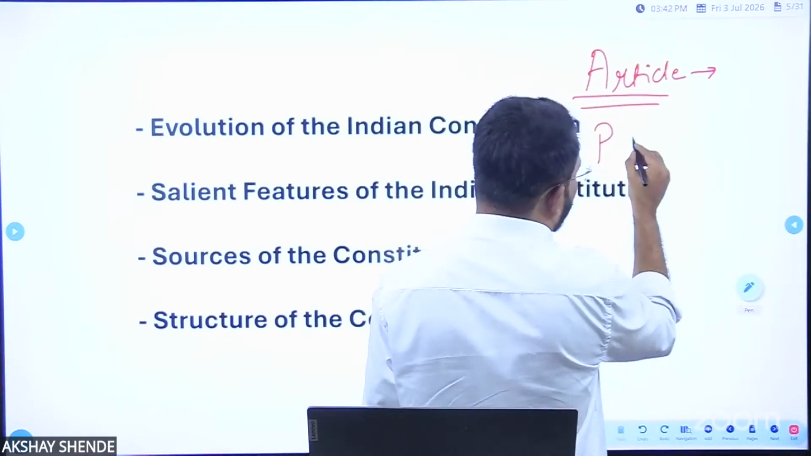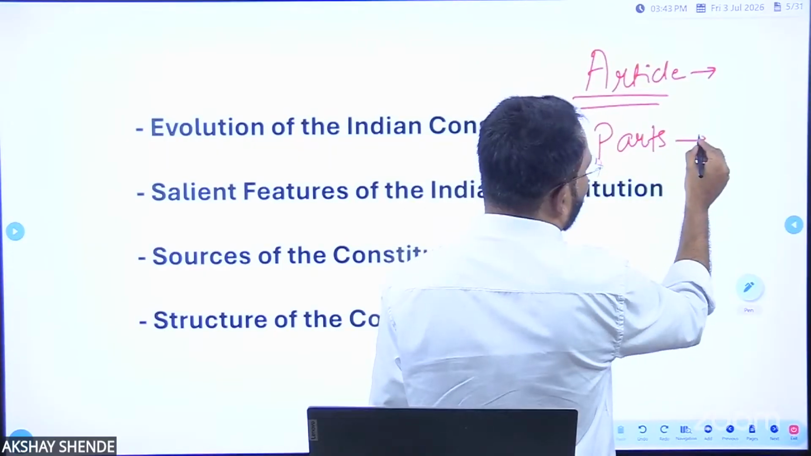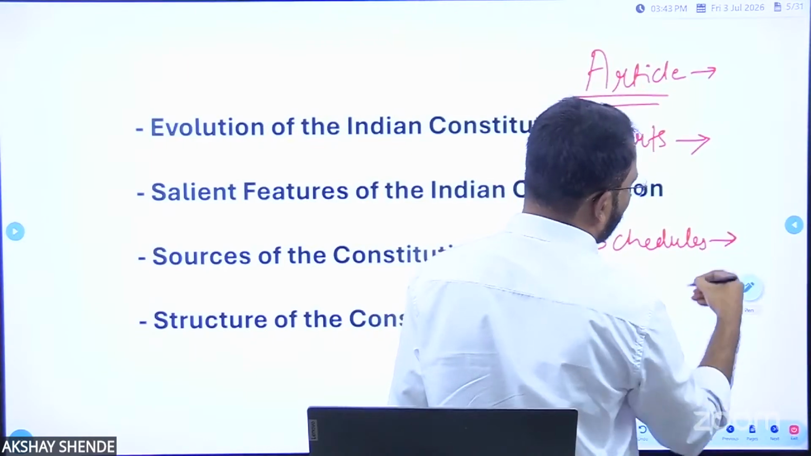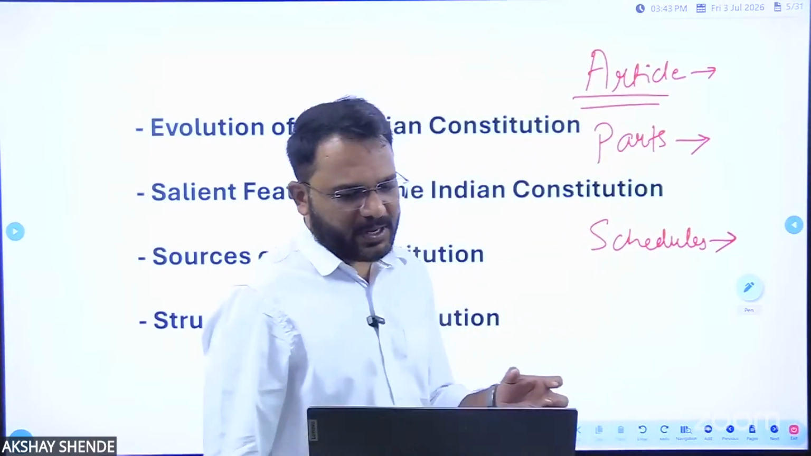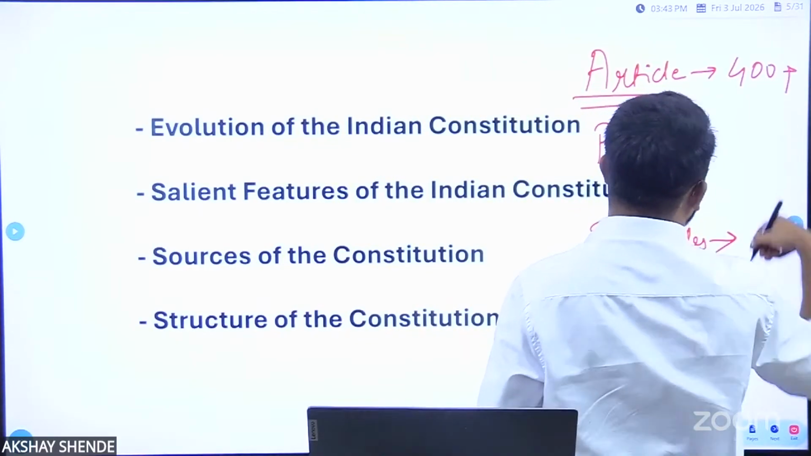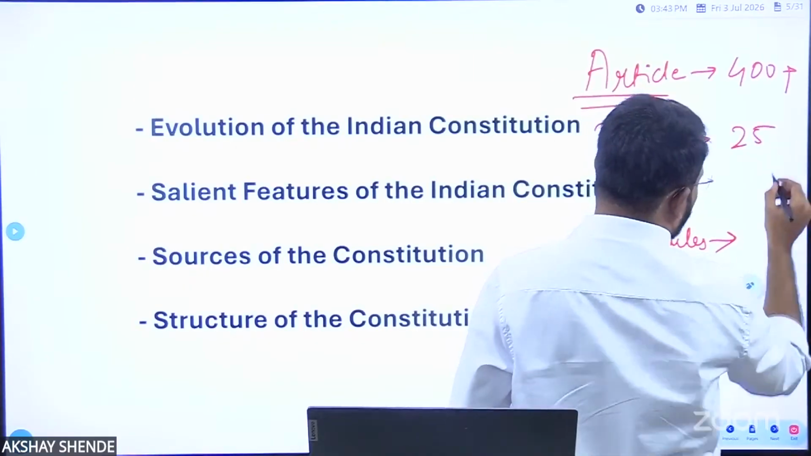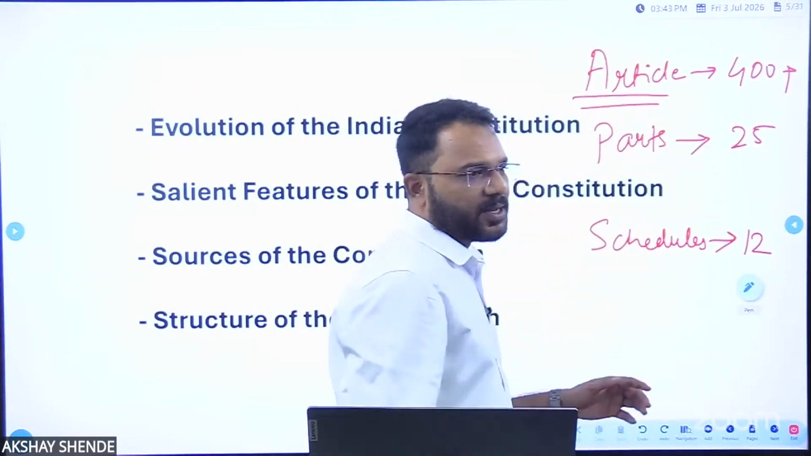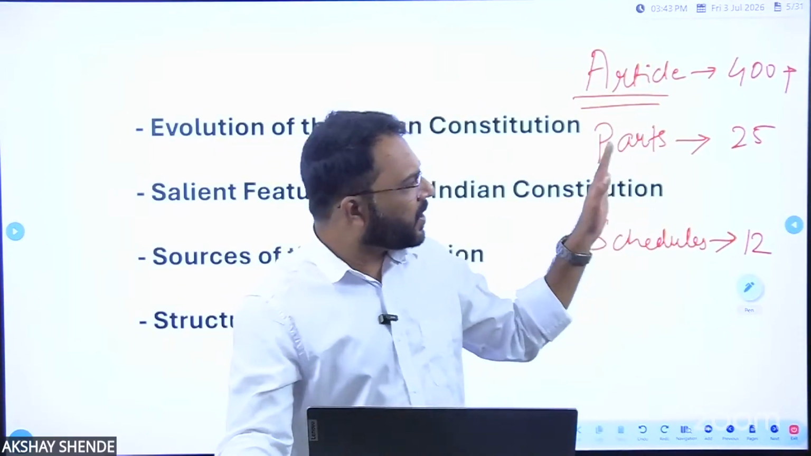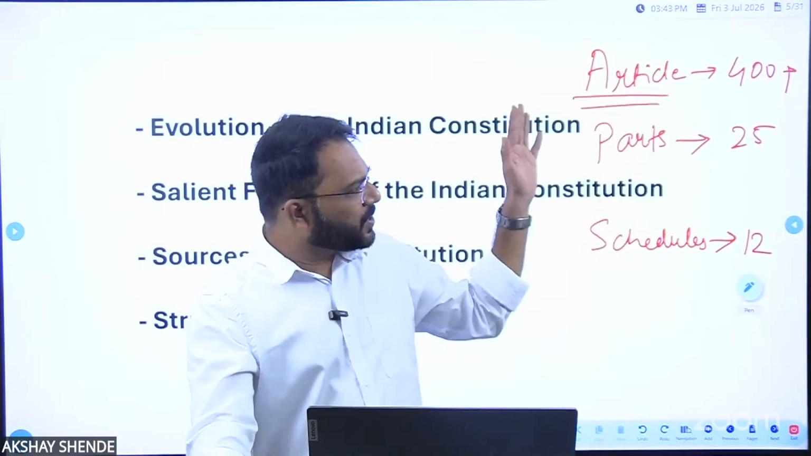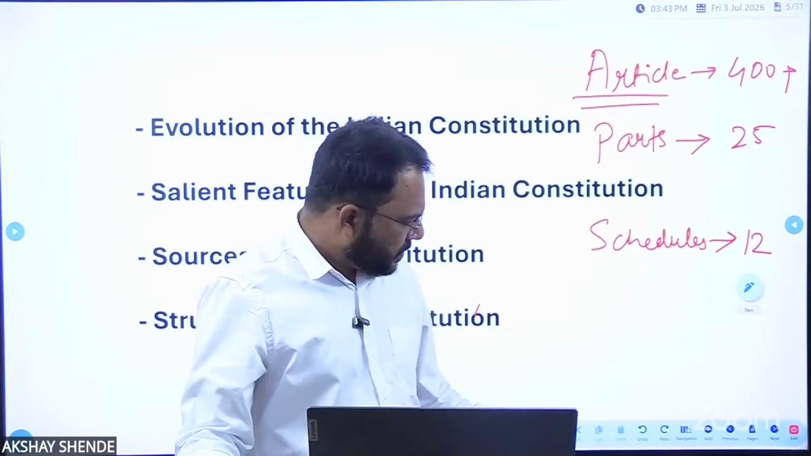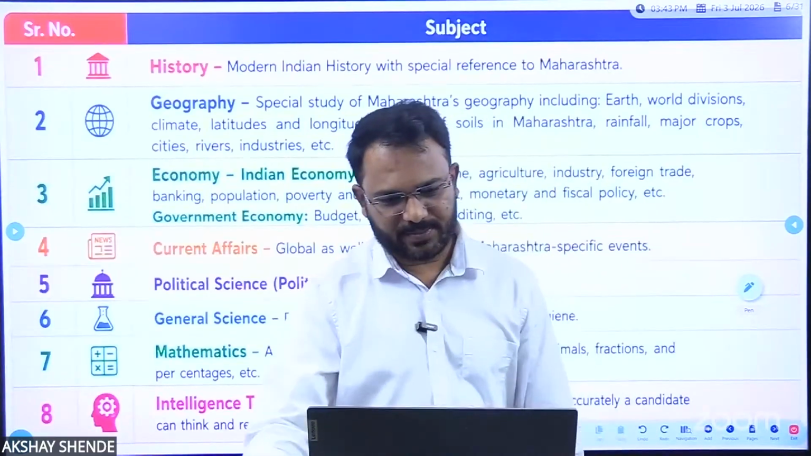Next comes the parts. Then comes schedules. Fine. So our Indian constitution have around 400 plus articles, 25 parts and 12 schedules. Yes, this is the structure of our constitution. Okay, and we are going to study in detail all this structural part in our syllabus as well. Yes. Let's move on to the next section.